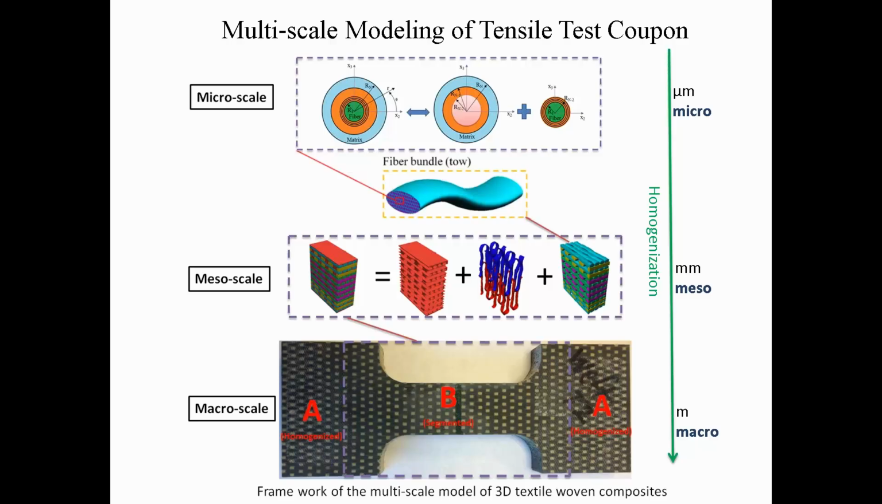The grip area, where I'm holding the specimen in the lab, I'm calling part A, which I homogenize to reduce the computational model size. But in part B, where I expect the specimen to fail, I scan the whole coupon and individually segment the individual fibers in region B. If you zoom in on region B, there are at least 9 to 10 RVEs or unit cells included, which is the meso scale I'm talking about.